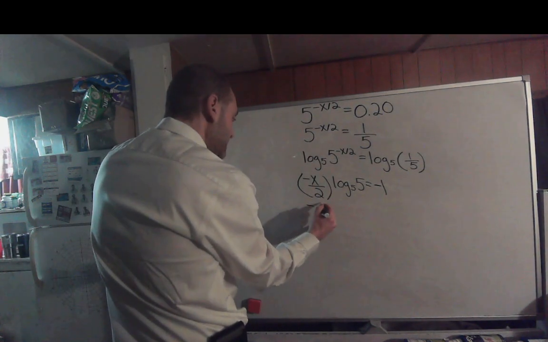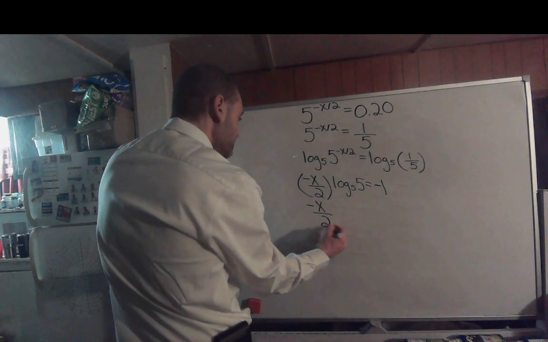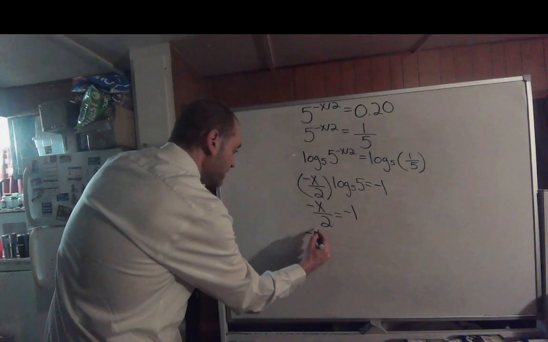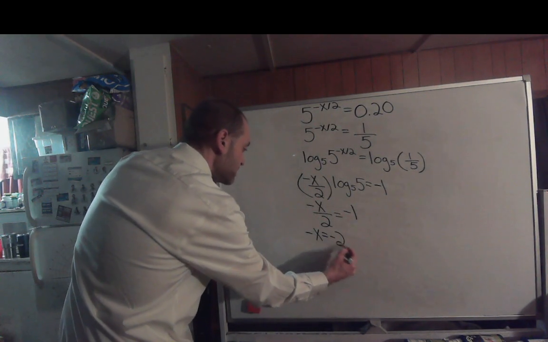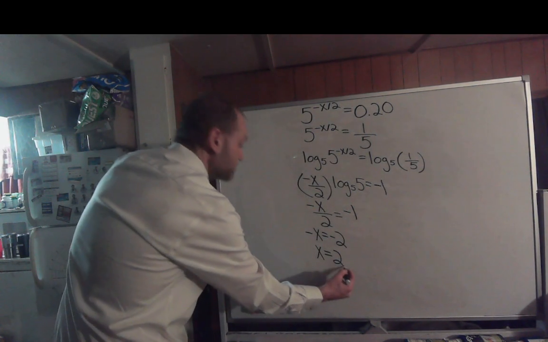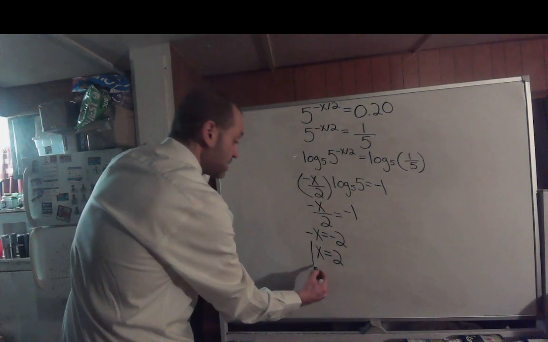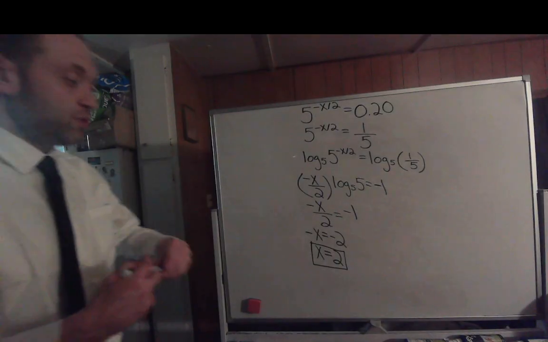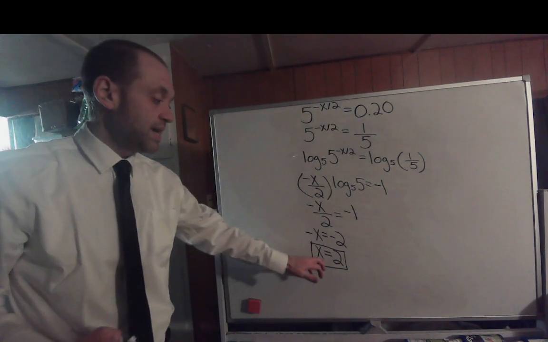So you would end up getting negative x over 2 equals negative 1. So negative x would equal negative 2, which would have to then mean that x equals 2. So it looked hideous at first, but you end up getting a simple solution that x equals 2.